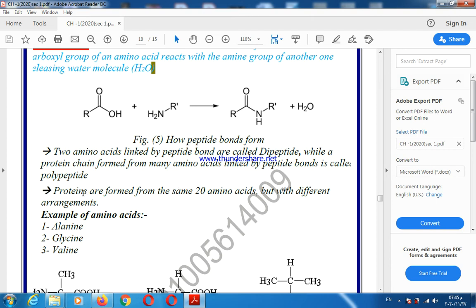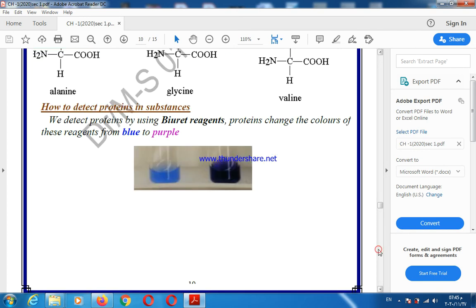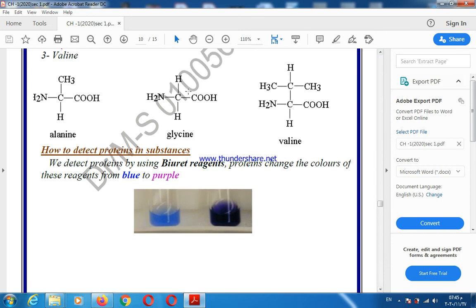We have 20 different amino acids such as alanine, glycine, valine. In fact, glycine is the only amino acid which doesn't contain the terminal group R. All the 20 amino acids contain the terminal group R, an alkyl group, except glycine.